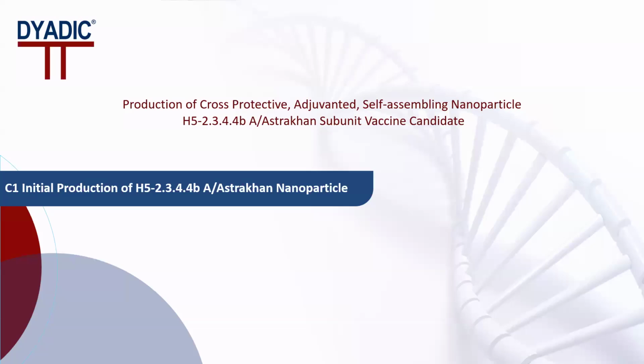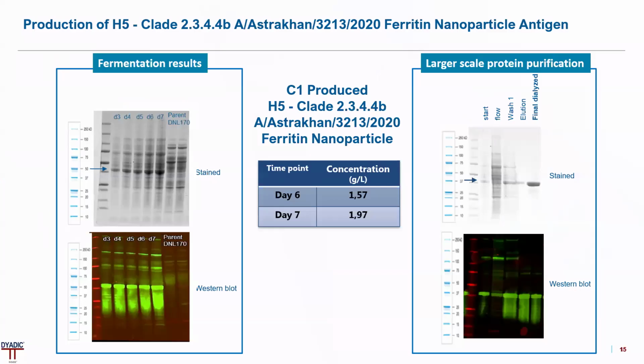So now I'm just going to go over some of the data on what we have as the cross-protective adjuvanted self-assembling nanoparticle H5 2.3.4.4b subunit vaccine candidate. This has been initially tested in serum for cattle, and it's been used in a poultry trial. So this could be used for animal and human vaccines, and the cost to produce it allows you to do both. I know in Southeast Asia there's a lot of cattle and poultry being produced, but this is targeting a human vaccine, though it can also be used for animals.